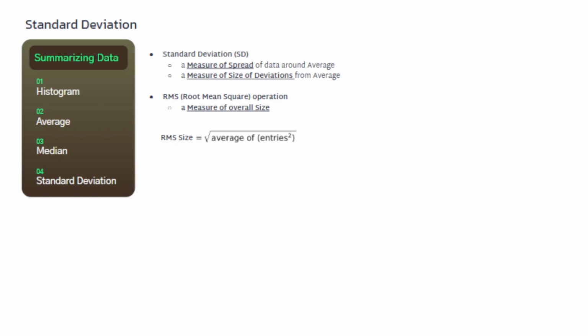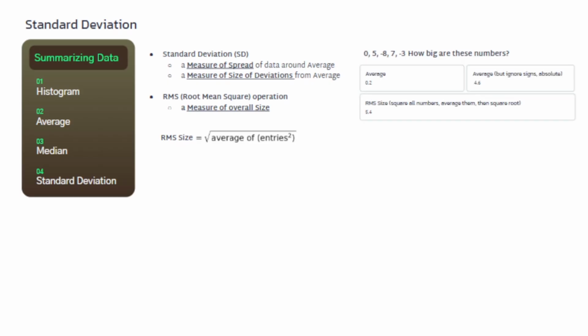The standard deviation is used to measure the spread of a data set. And how do we indicate a measure of size for some data? Let's begin with a simple list of numbers. So you have 5 numbers: 0, 5, minus 8, 7, minus 3. How big are these 5 numbers, if you want to put a number on it? One way would be the average. You would say, I can take the average, and that would give an estimate of the size. In this case, the average is 0.2.